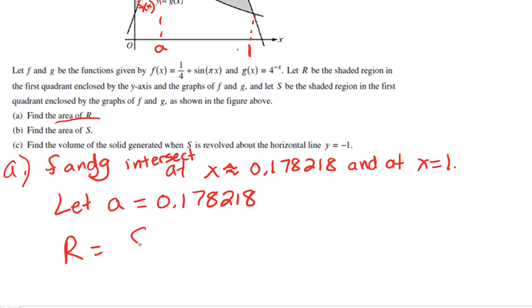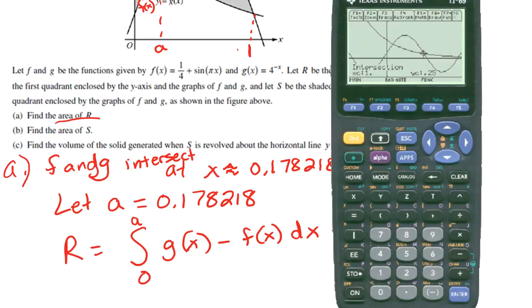So we could write, and you should write this on your paper, from 0 to a, we are taking function g of x, that's the top function, minus function f of x dx. And this is a calculator problem, so you don't have to write any more than that. So now you can go to your calculator and come up with an answer. Don't do more work than you have to.